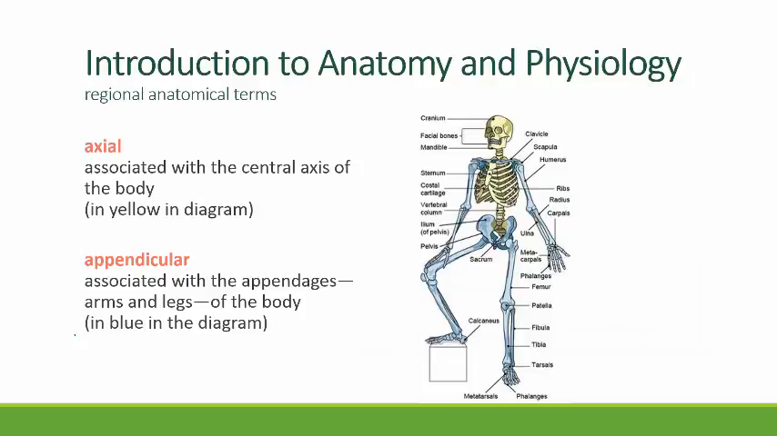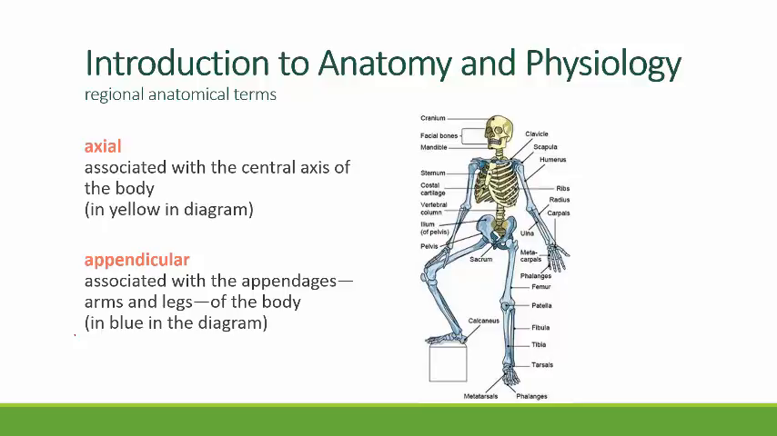All right. So let's now think about some regional anatomical terms. We've already introduced the idea of axial. Axial, the axial portion of the body relates to the head, the neck, and the torso, the thoracic and abdominopelvic regions.